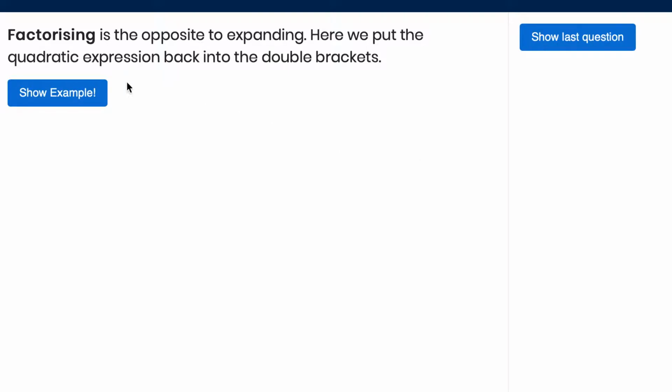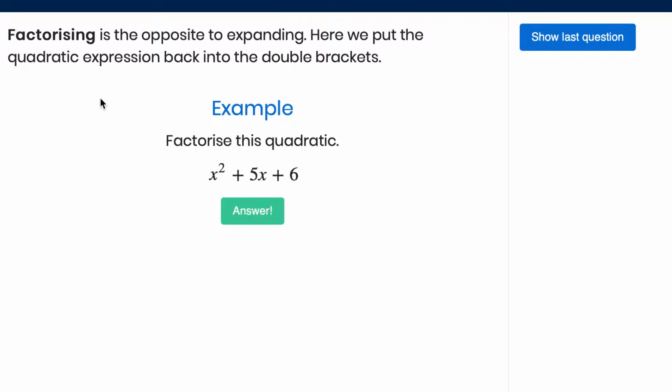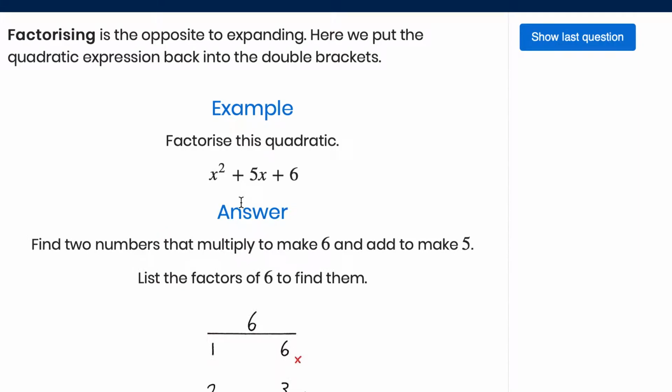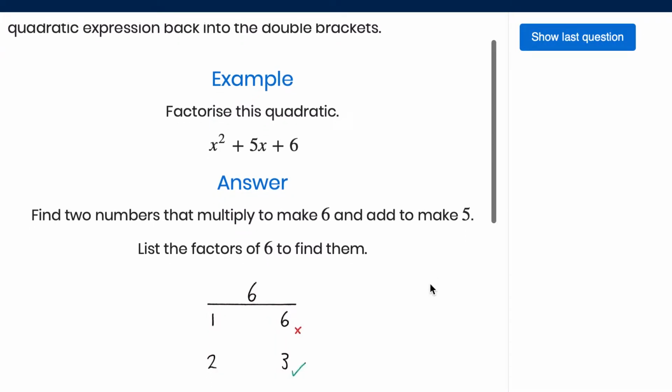Here's an example. So factorize this quadratic, x squared plus 5x plus 6. Now, as a reminder, a quadratic is an expression that has a highest power of x squared. So let's see the method. We need to find a pair of numbers that multiplies to make 6 and adds to make 5. So we list the factors of 6 to find them.